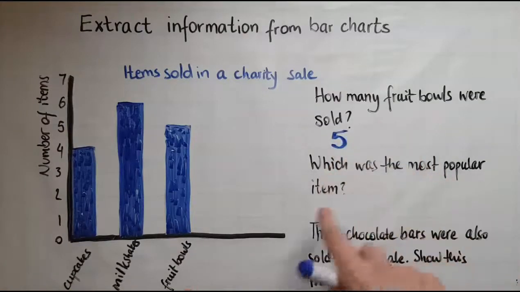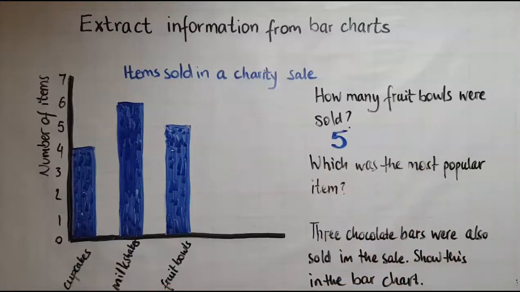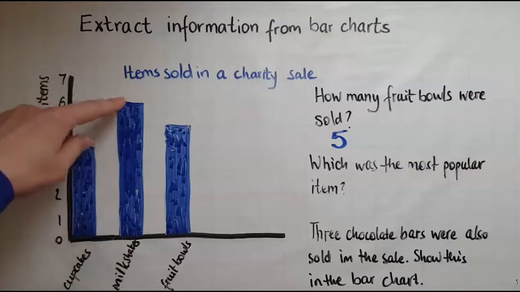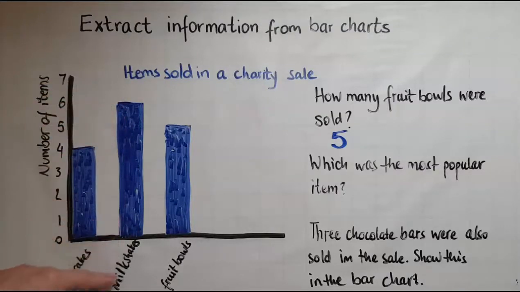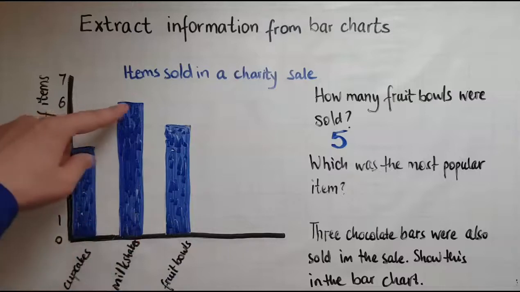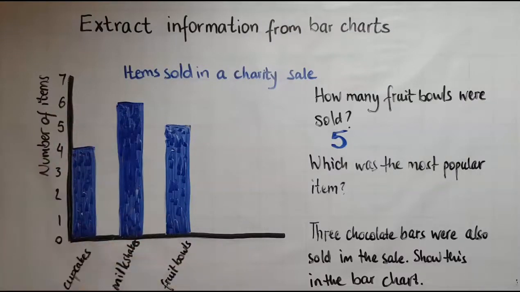Which was the most popular item? So the most popular item, as you can see, because this is the highest bar, which means there were more milkshakes sold than there were fruit bowls or cupcakes. So we've got 6 of them, and that item is milkshakes.